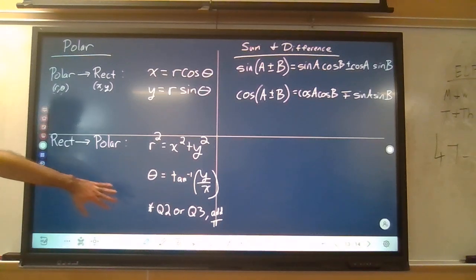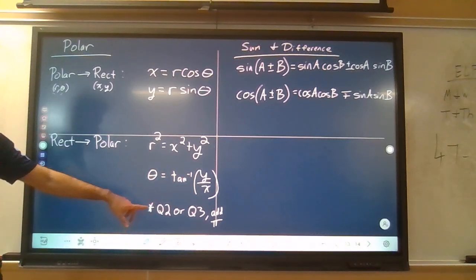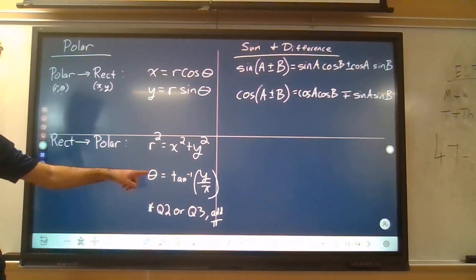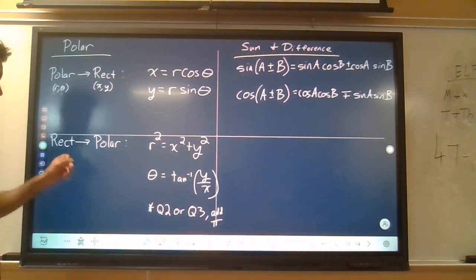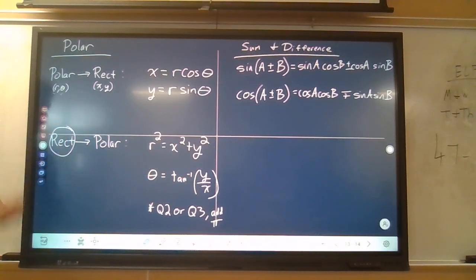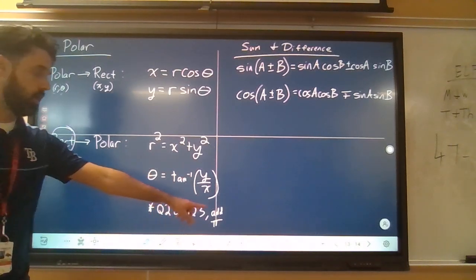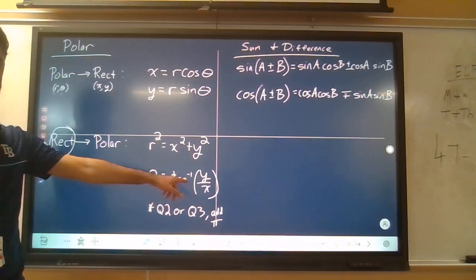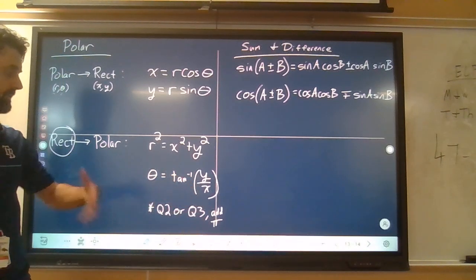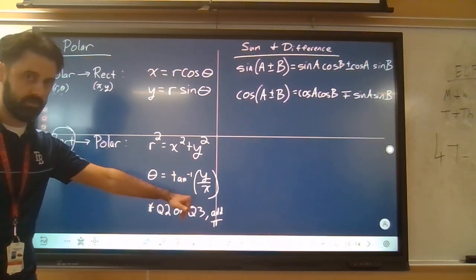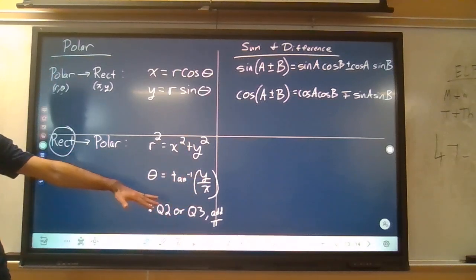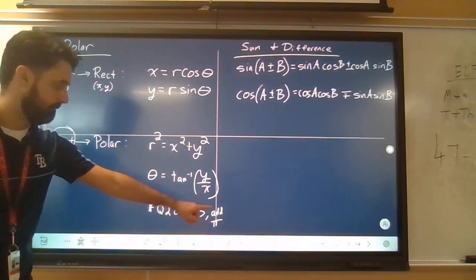I don't know exactly how I'd phrase this yet, but you do need to know that whenever you calculate theta, if the original rectangular coordinate point was in quadrant 2 or 3, you have to add pi to whatever the calculator gives you. If it's not in quadrant 2 or 3, you don't have to do that. Whatever it gives you is the actual angle, but you're going to have to add pi in these two quadrants.